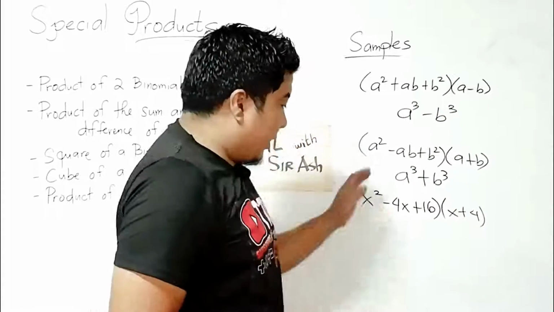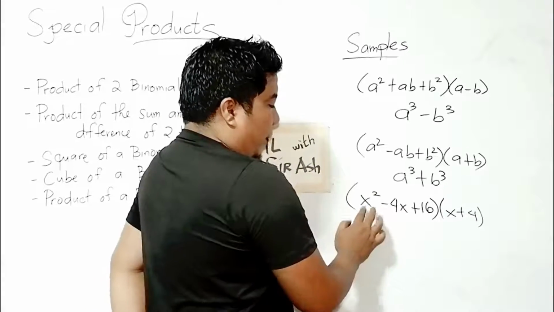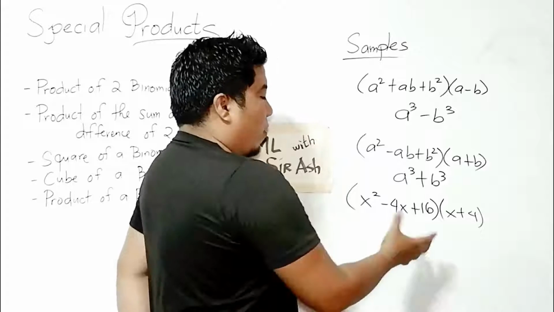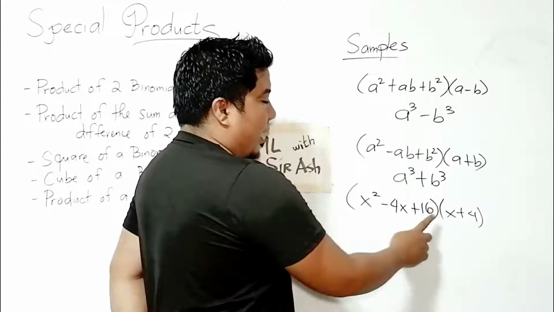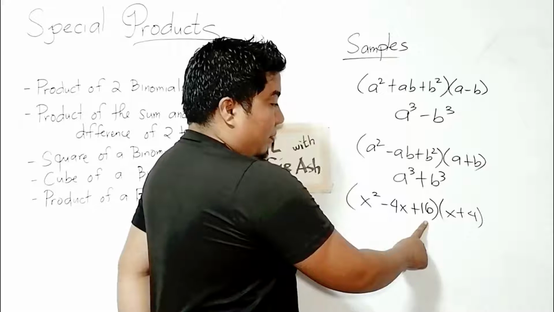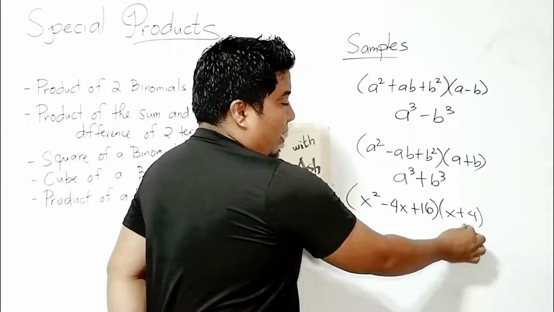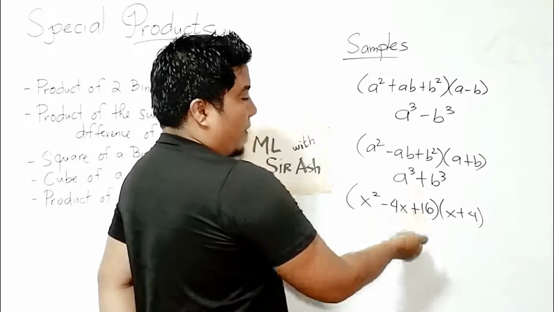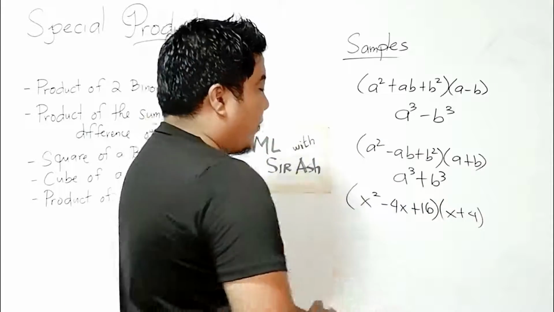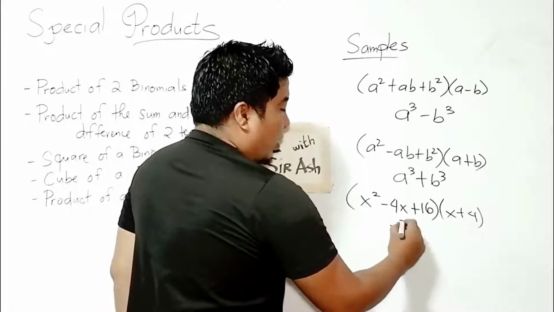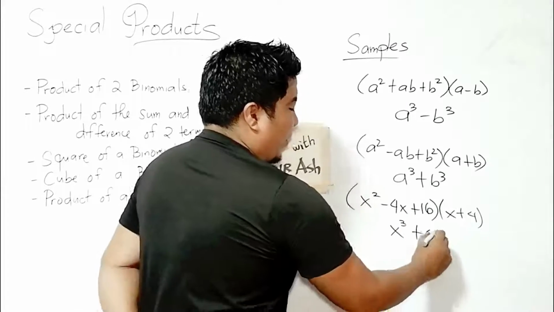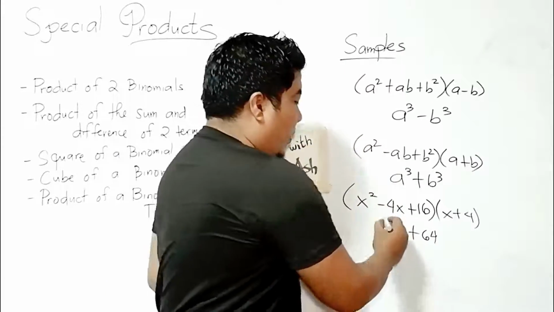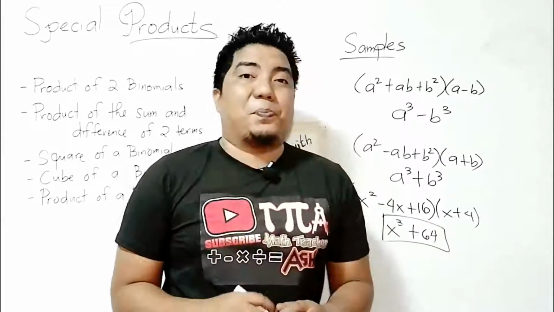Okay? So, if this is the case, as you can see, the first term is a perfect square. x squared is a perfect square. 16 is a perfect square. Now, if you get the square root of each, that is x and 4. And if you get the multiplication of these, that is 4x. And this is the same scenario as this one. Okay? So, if this is the case, the final answer will be x cubed plus 64, because 4 times 4 is 16, times 4 is 64. So, this will be your final answer.